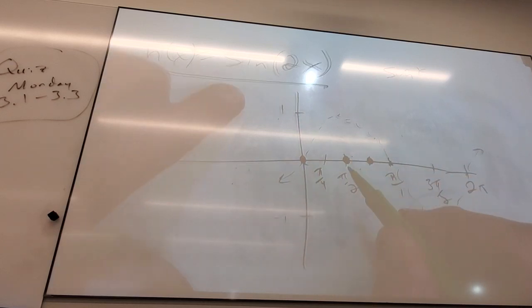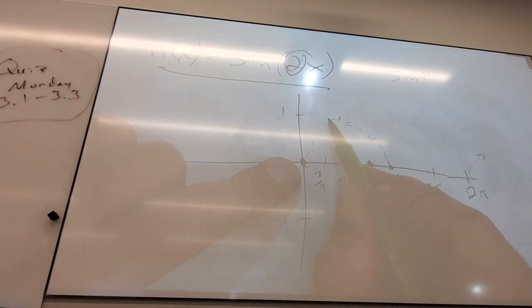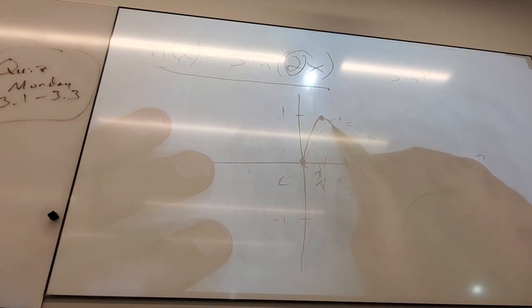Let me stop, make sure you guys are with me. An input of pi over 2 had an output of 1. Now an input of pi over 4 is going to have an output of 1. Here, 3 pi over 2 is now going to be 3 pi over 4. And 2 pi, cut that in half, is pi. So now it's going to look like this.